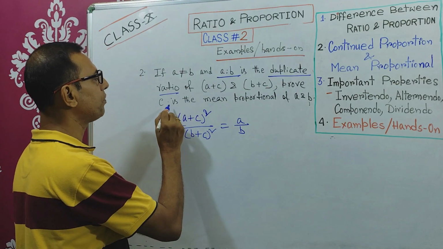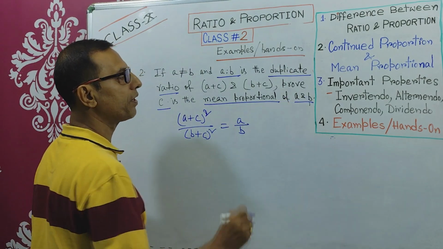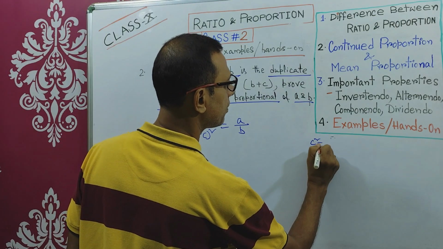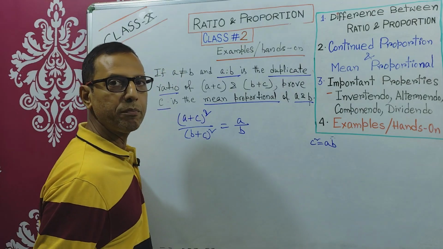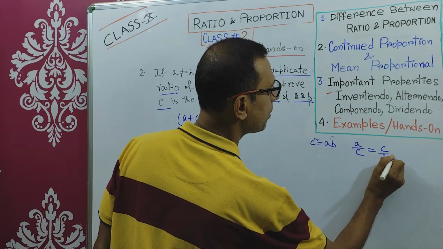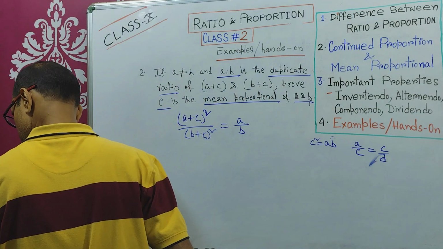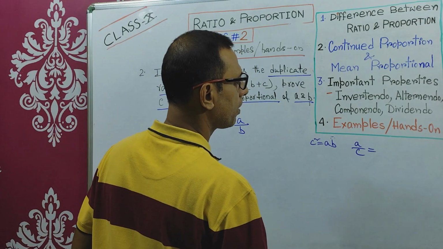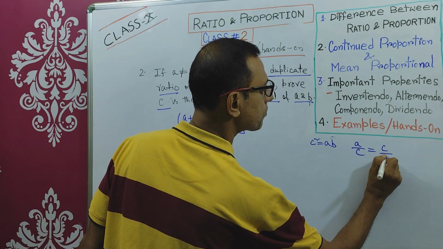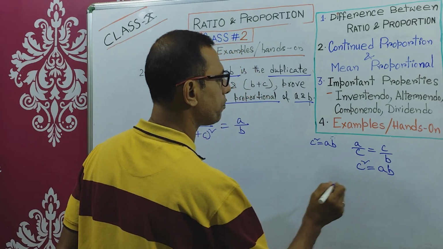Now what do you need to prove? You need to prove C is the mean proportional of A and B. That means, if C is the mean proportional of A and B, then A by C equals C by B. So C square equals AB. That is actually what you need to prove.